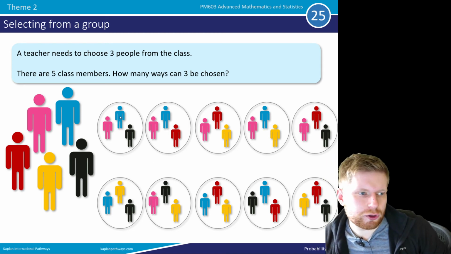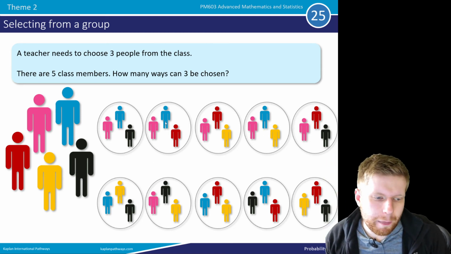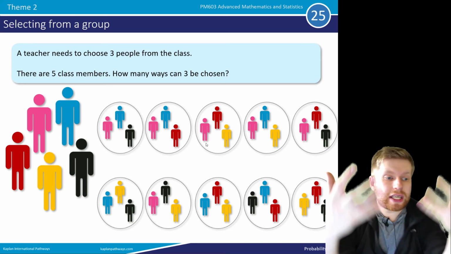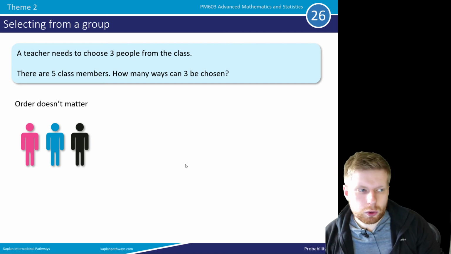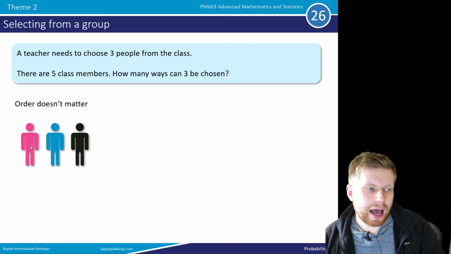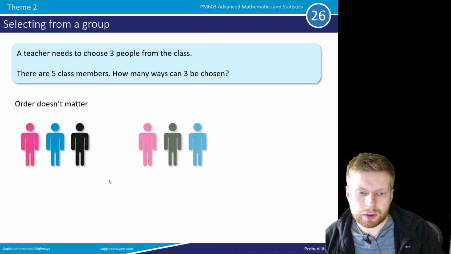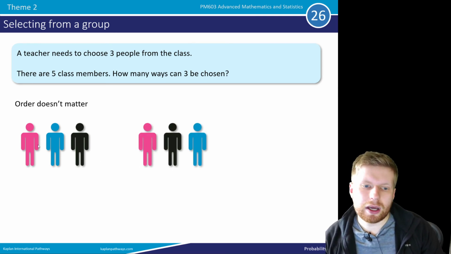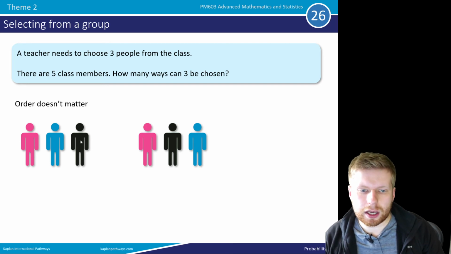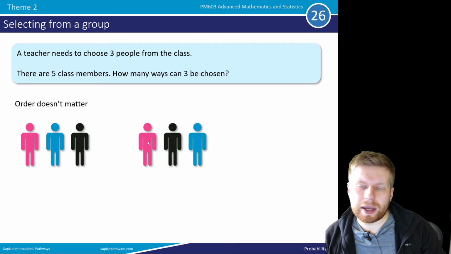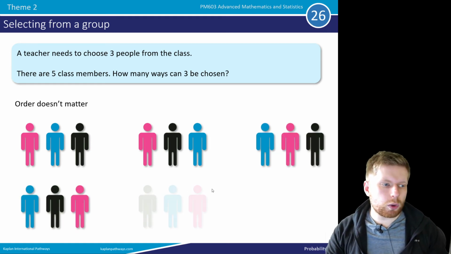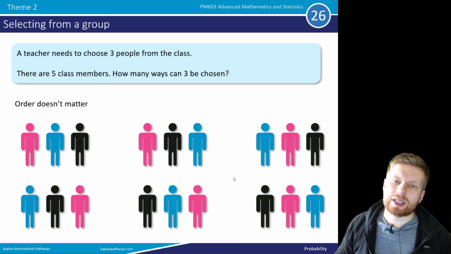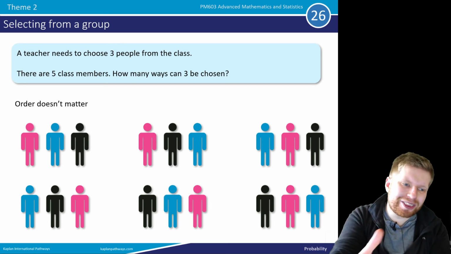Now my point is, the way that I've drawn them, I've not drawn them in a line. I don't care about ordering the 3 members that I choose. I just care that I'm choosing them. So I don't care about the order in this case. Because order doesn't matter, if I pick a pink, a blue and a black person, it doesn't matter what order they come in. If the pink person comes first, the blue person second and the black person third, or the pink person first, the black person second and the blue person third, it doesn't matter. All of these orderings which I've got on the screen would all be treated as the same because I don't care about what order I put these students in.